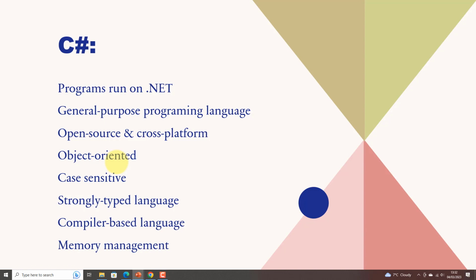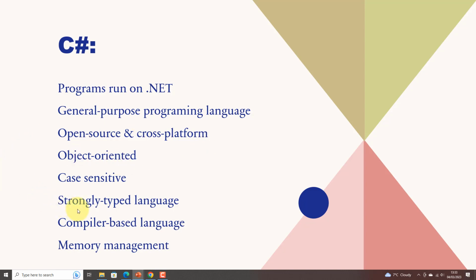C Sharp is case sensitive. That means we have to follow the rules when we write types and statements. All these rules are part of the Common Language Specification, which is a set of guidelines that must be followed by all the languages that are part of .NET, such as C Sharp, Visual Basic, F Sharp, ASP.NET, and so on.